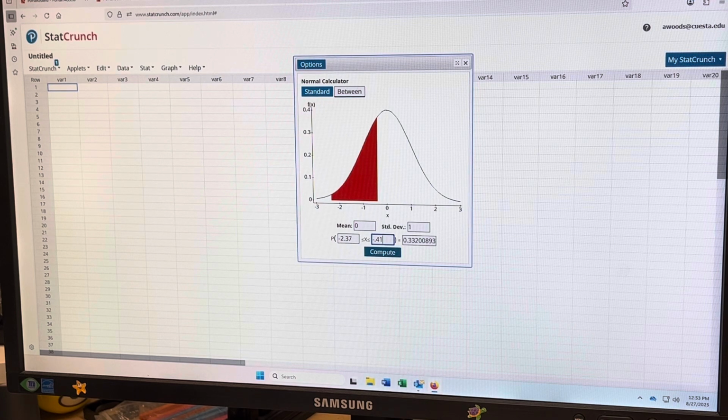Now let's go backwards. So the idea now is, if I give you an area, can you give me the z-score that goes with it? So in the first drawing we have there, I've given you a graph, and I've told you that the area is equal to 0.10, and I've got a left tail going on. So because we have a tail going on, we're going to use standard.